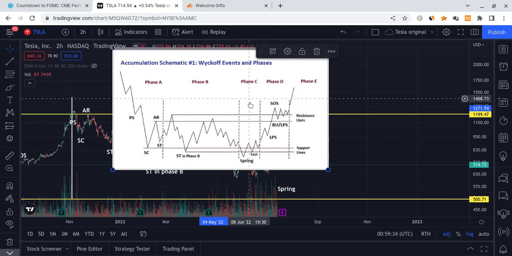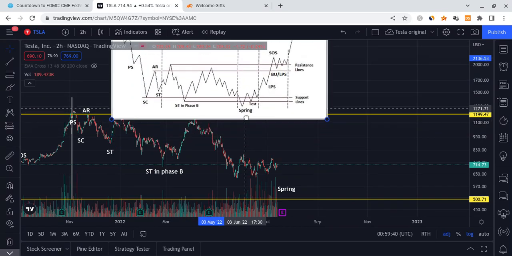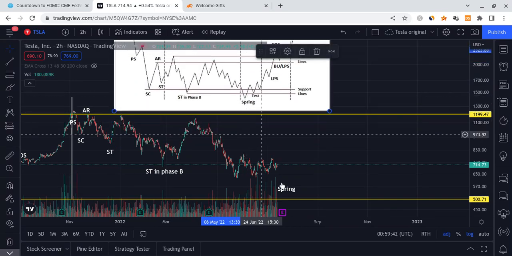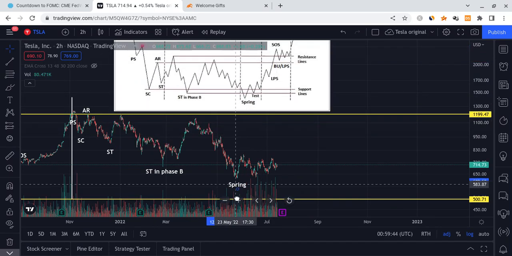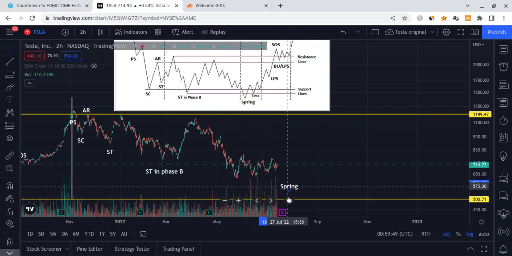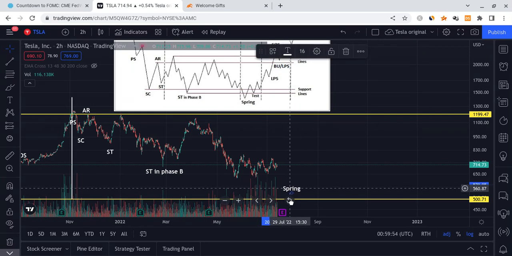When we enter the spring in phase C, this would be near our bottom for Tesla. We don't know where it is yet. There's a possibility that it could be right here, but I find that a little bit unlikely considering the different factors affecting the markets. Or it could be maybe near the end of July, depending on earnings, depending on many different factors.